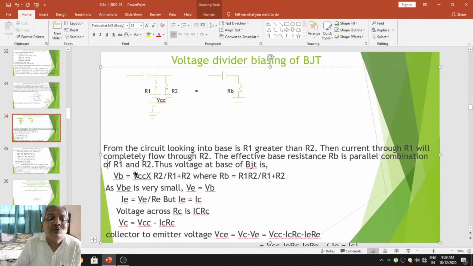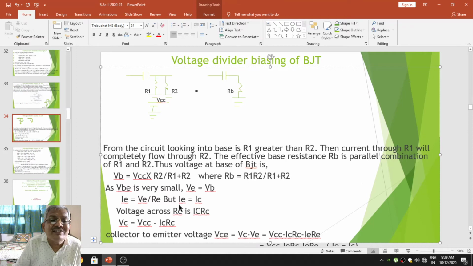Thus the voltage at the base of the BJT is VB equal to VCC into R2 upon R1 plus R2 by the rule of voltage divider biasing, where RB equal to R1 R2 upon R1 plus R2. As VB is very small, VB equal to VE and IE equal to VE upon RE, but IE is equal to IC, therefore IC is equal to VE upon RE.